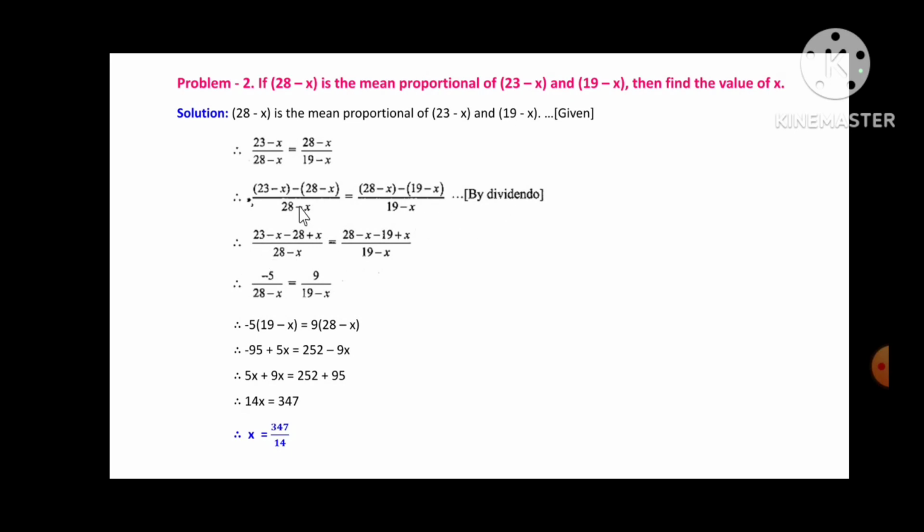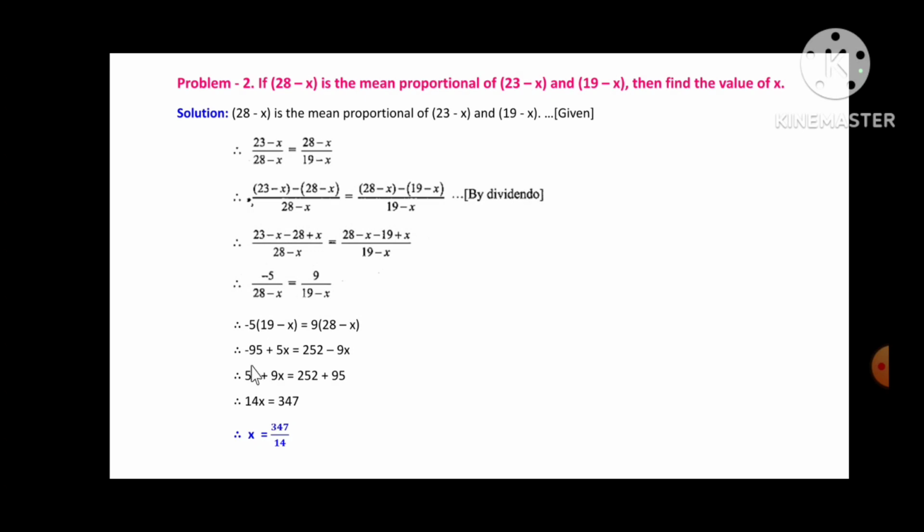So what will happen? We'll solve the bracket. 23 minus x minus 28 plus x, upon 28 minus x, is equal to 28 minus x minus 19 plus x upon 19 minus x. So from the numerator x gets cancelled, so we'll be getting minus 5, the difference between 23 and 28. Minus 5 upon 28 minus x is equal to, on the right hand side, 9 divided by 19 minus x. We'll cross multiply. Therefore minus 5 into bracket 19 minus x is equal to 9 into bracket 28 minus x.